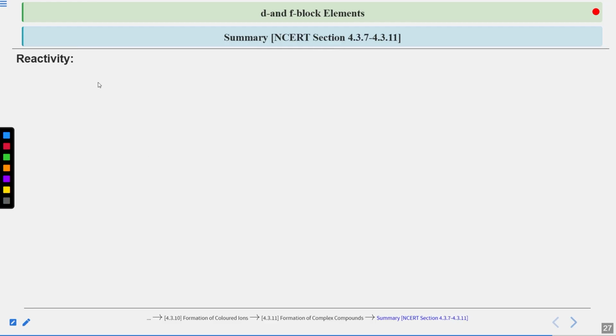Then the reactivity we have talked about. They show variable reactivity. Most react with acids, and there are also some passive, that is unreactive, elements towards acids like titanium and vanadium.